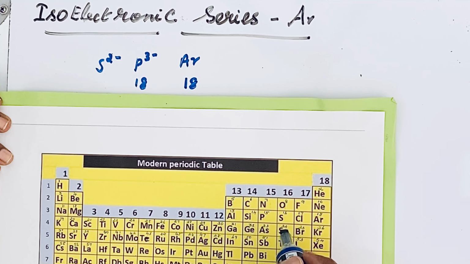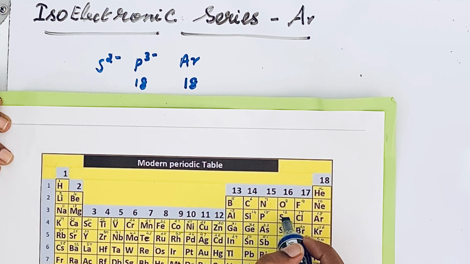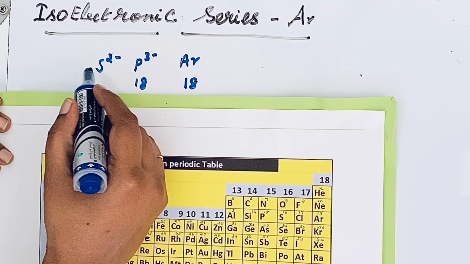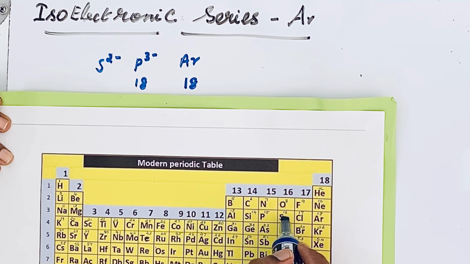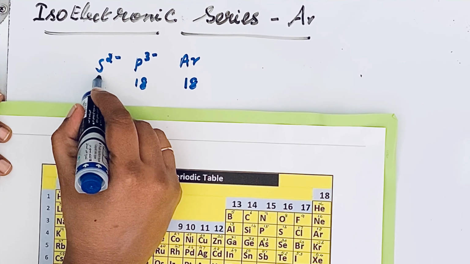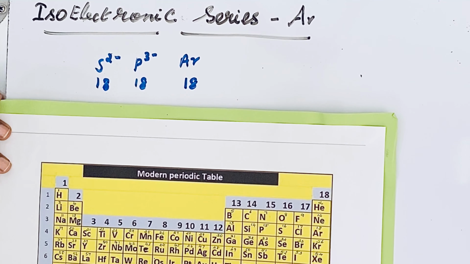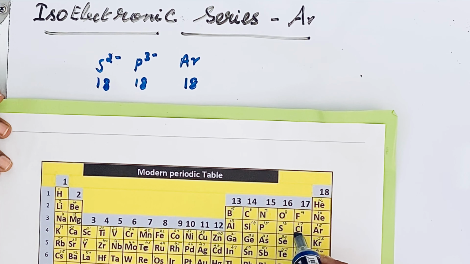What happens to the number of electrons? The sulfur atomic number is 16. So it gains 2 electrons and becomes S2 minus. So 16 plus 2, 18. 18 electrons.